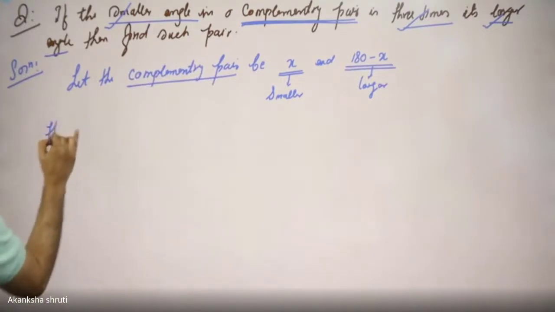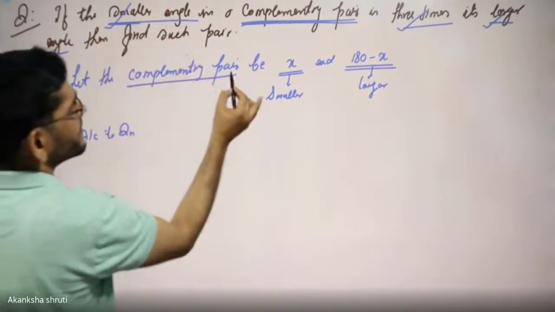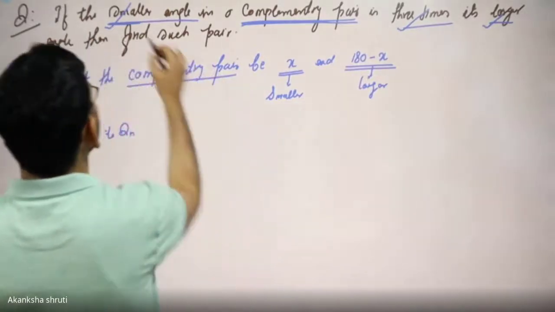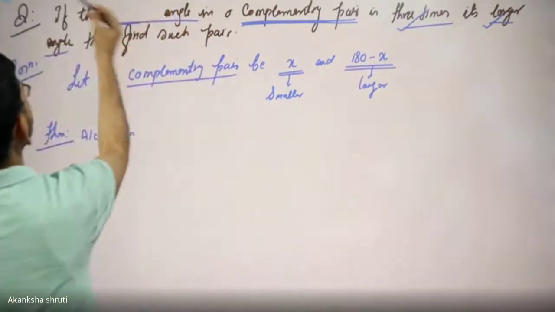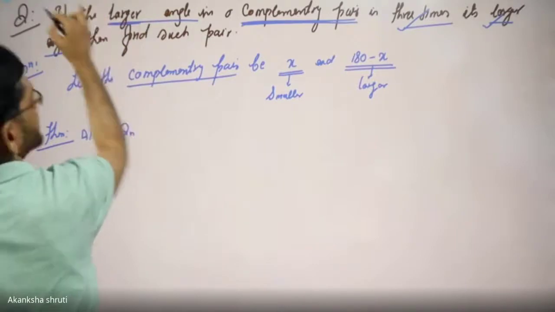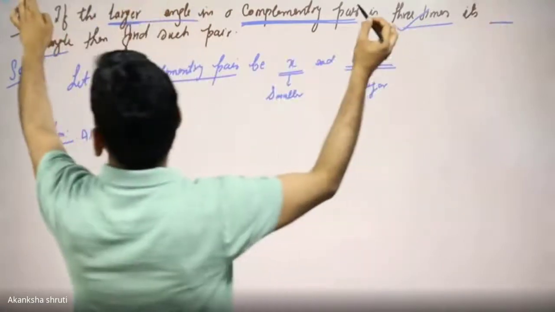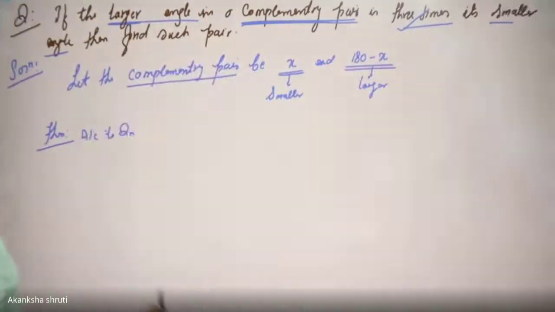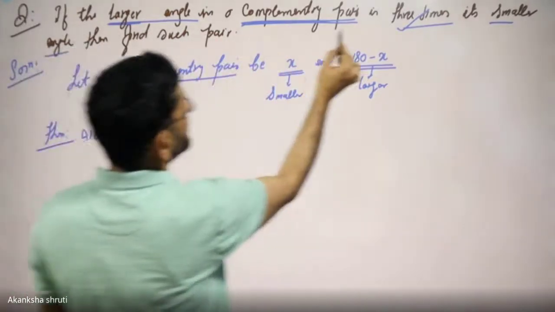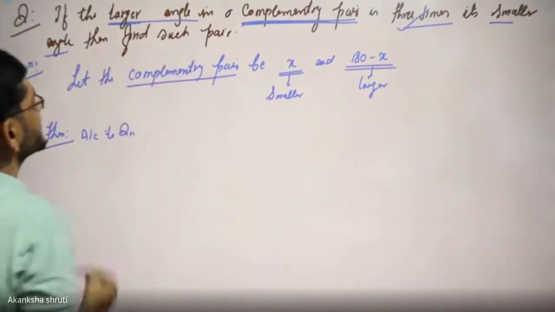According to the question, sorry, it has gone a bit inverted. Students, it is the larger, not the smaller. Keep it as the larger, students, and this as the smaller, because larger is always equal to 3 times the smaller, not the smaller becoming equal to the larger. So students, understand the question. If the larger angle in a complementary pair is 3 times its smaller angle, then find such pair.